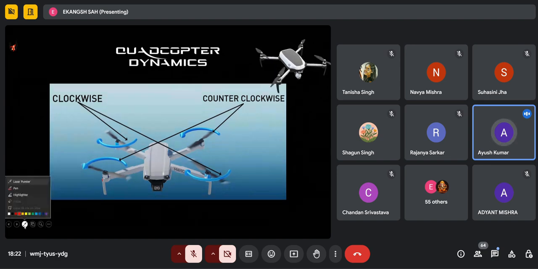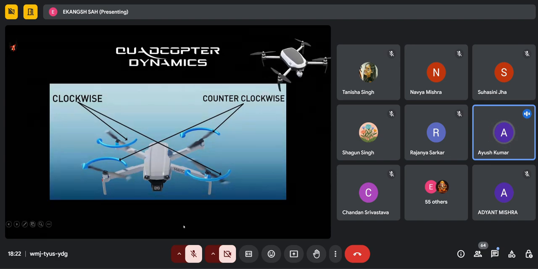So this figure elaborates the clockwise and the counterclockwise rotation of the two pairs of the diagonal motors. Next slide.